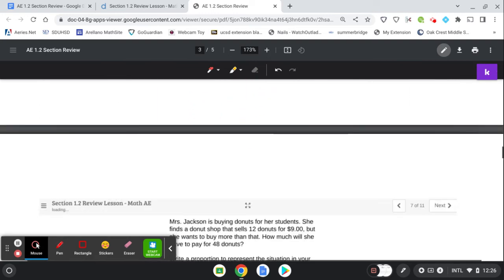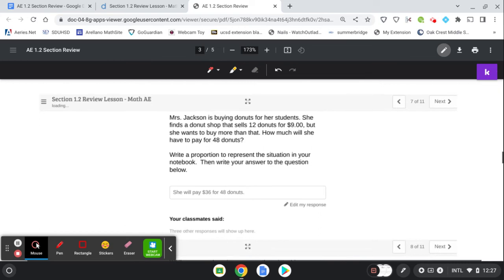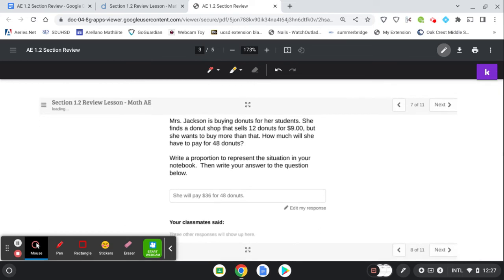Slide 7. So in slide 7, it says that Miss Jackson is buying donuts for her students. She finds a donut shop that sells 12 donuts for $9, but she wants to buy more than that. How much will she have to pay for 48 donuts? So we're going to set up a proportion to represent the situation. So you're going to have to write this in your notebook.